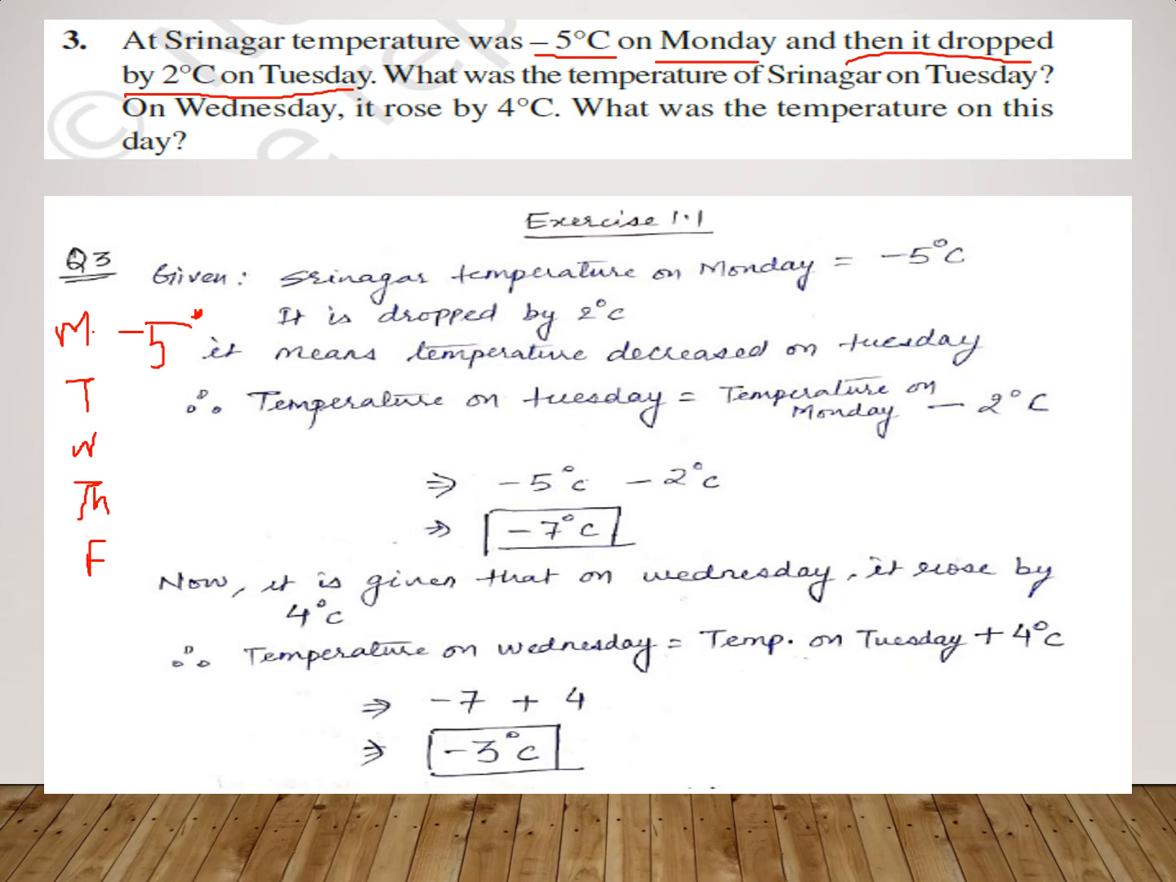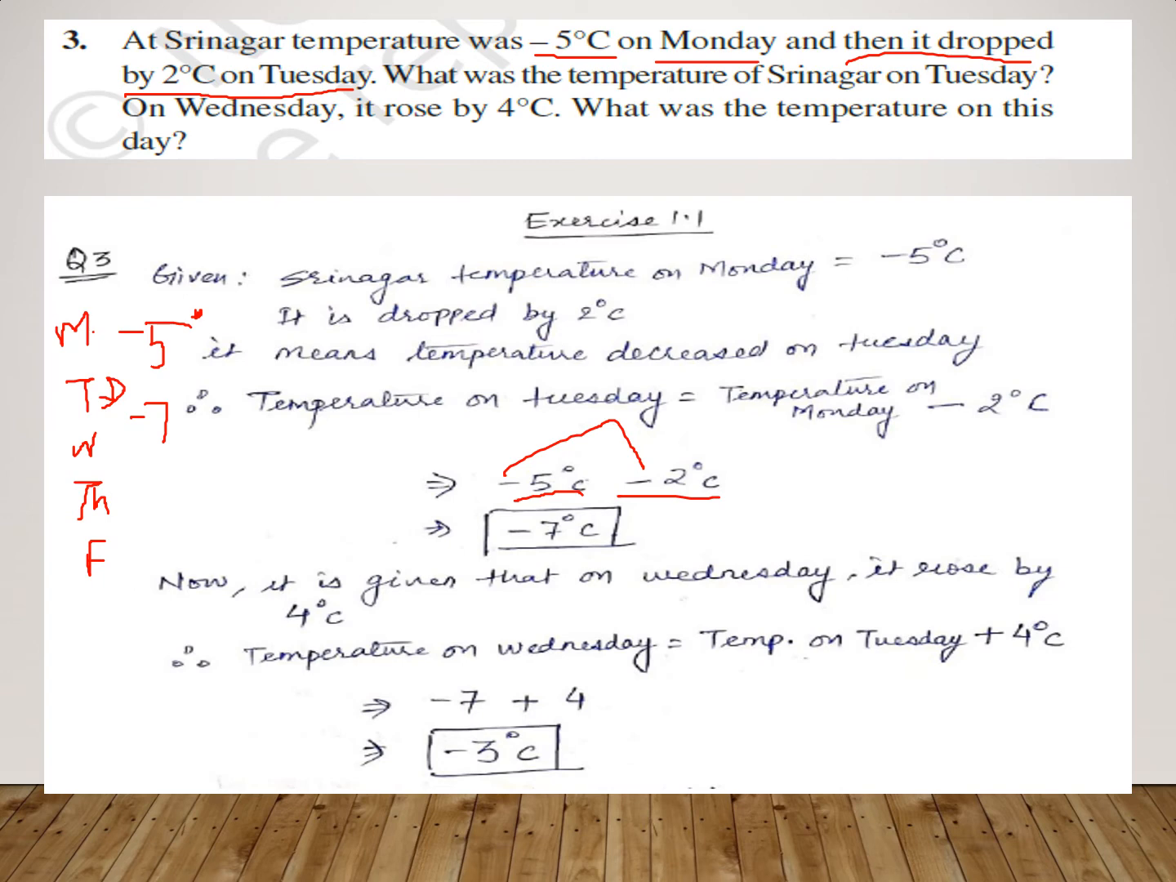If it was saying it dropped to 2 degrees Celsius, then it would have been a different thing. But it is saying it dropped by 2 degrees Celsius. So if it dropped, that means we have minus 5 minus 2. Drop means it is decreasing, so it becomes minus 5 minus 2, and we know when there are two numbers of the same sign, they get added and the sign remains the same. So we will have 5 plus 2 is 7, and the sign is minus 7 only. So on Tuesday the temperature became minus 7 degrees Celsius.